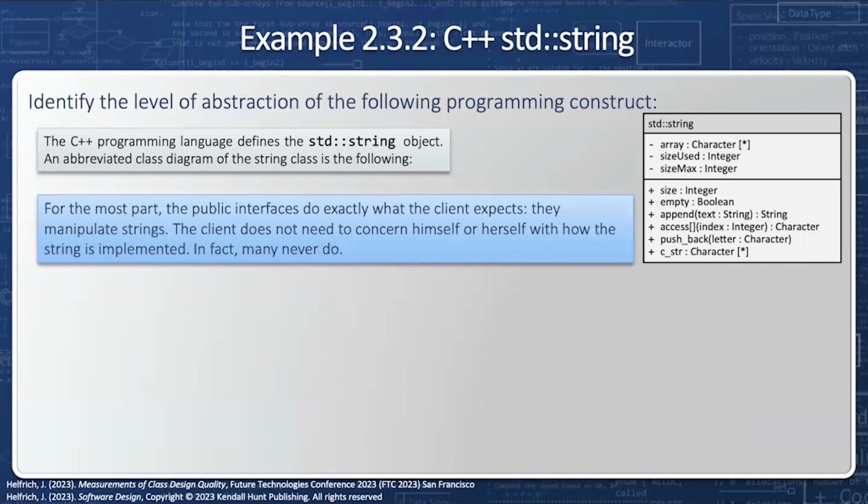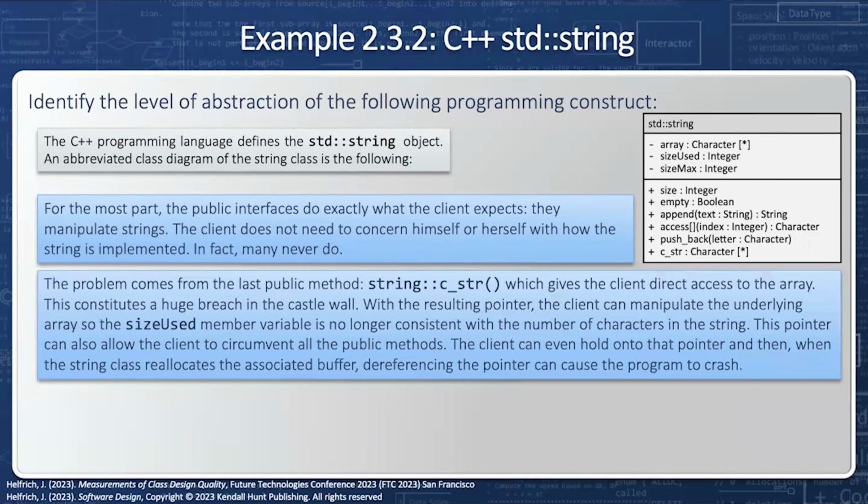Now, for the most part, the public interfaces do exactly what the client expects. They manipulate strings, and the client does not need to concern himself or herself with how the string is implemented. In fact, they may never do so. However, the problem comes from the last method, the c_str, which gives the client direct access to the underlying array. This constitutes a huge breach in the castle wall.